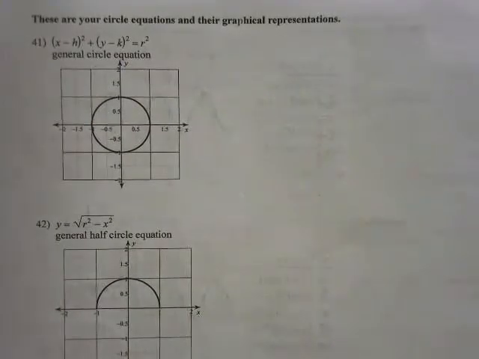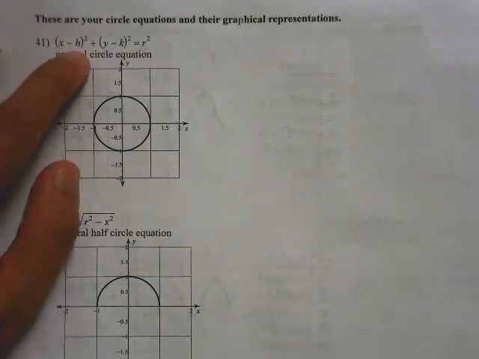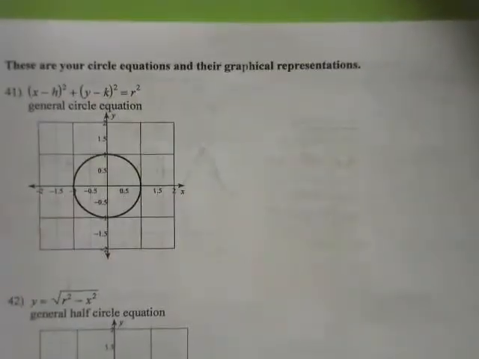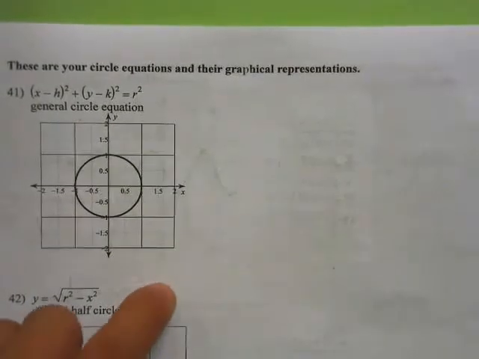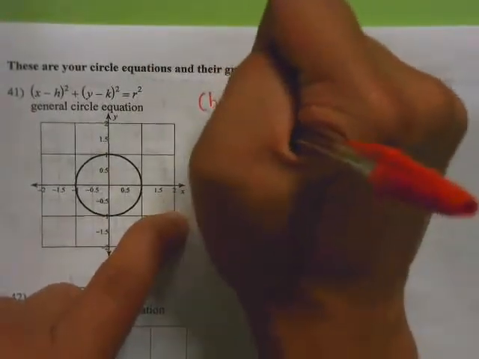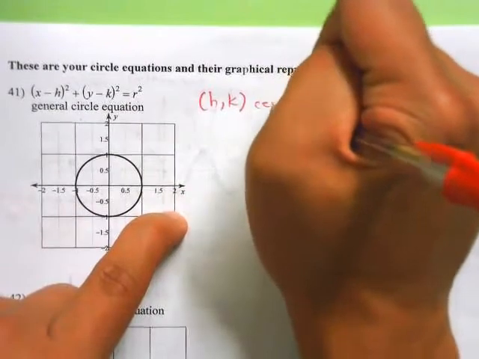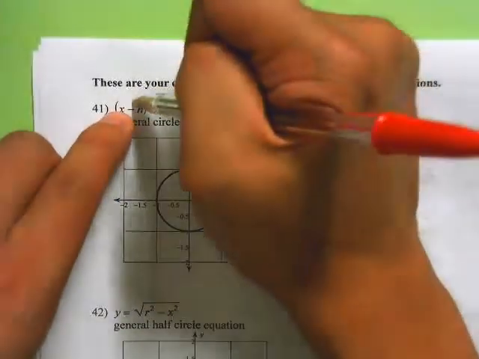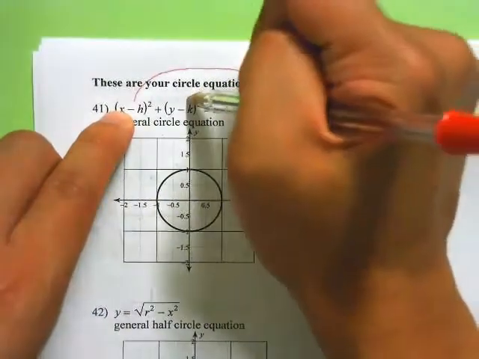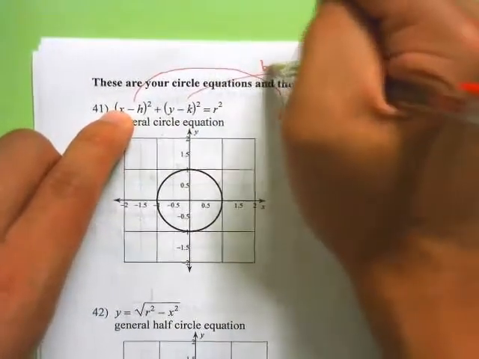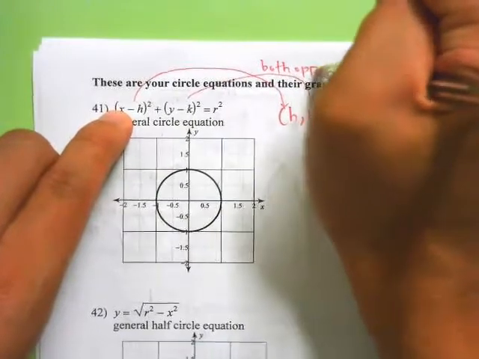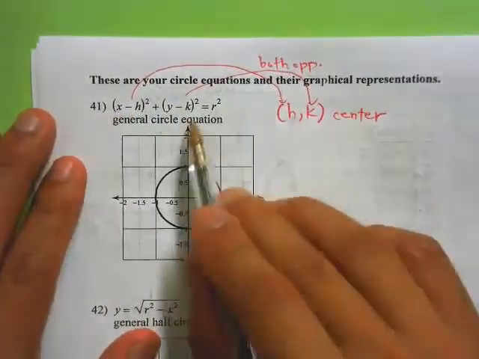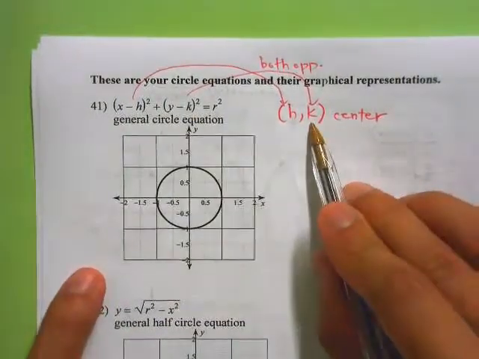Okay, your general circle equation is going to be (x minus h) quantity squared plus (y minus k) quantity squared is equal to r squared. And I'm just going to write down a couple things, where h and k is your center. Notice that it's positive, so both of them need to be opposites. If you saw -3 over here, this would be +3. If you saw +7 here, this would be -7 here.